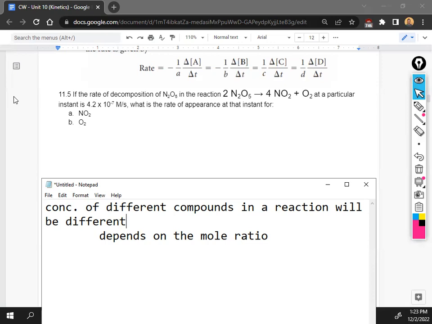Okay, so we are going to take a look at this reaction right here, and it's telling us the rate of decomposition of N2O5. This is 4.2 times 10 to the negative 7 molarity per second. So I'm going to write that down: 4.2 times 10 to the negative 7 molarity per second, and this is for NO2. Now since it's disappearing, we have to put a negative sign. Oh, actually, no, sorry, we don't. My bad. That's only when we're describing it.